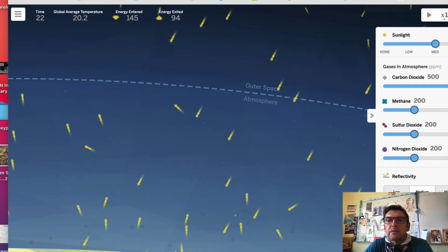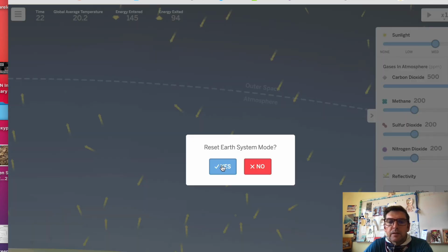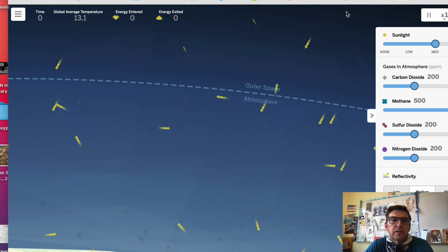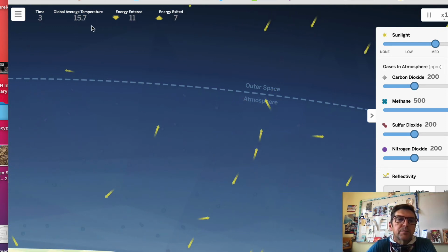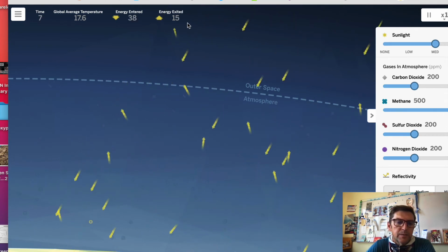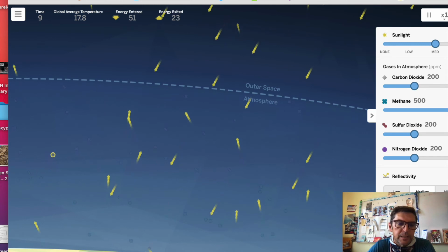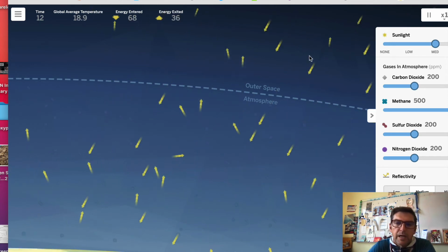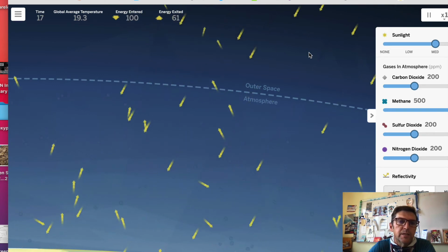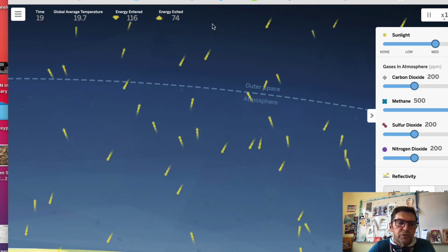Now I'm going to reset. Reset mode. Let's go to carbon dioxide back to 0. Let's try methane. 20 seconds. Methane maxed out. Okay, methane maxed out. Temps going up again. Energy entered and energy exited about the same. We got 9 seconds. Watch the ice. Ice is going back. Ice is going less. Temp is at 19.1. We should probably screenshot that each time.